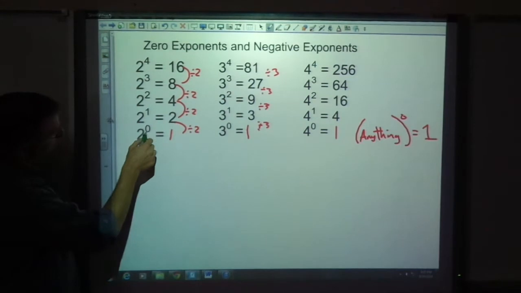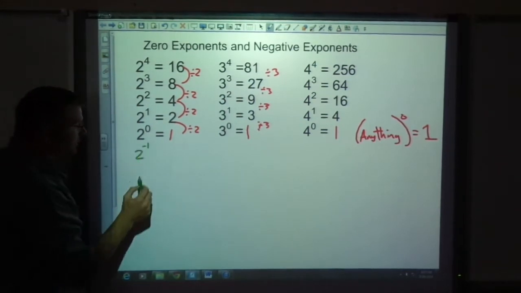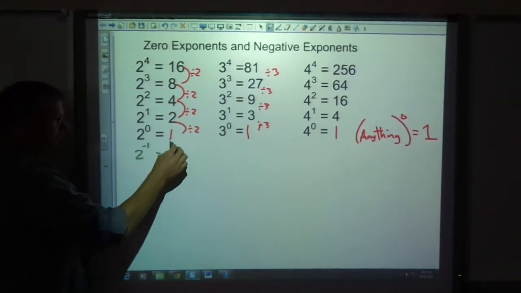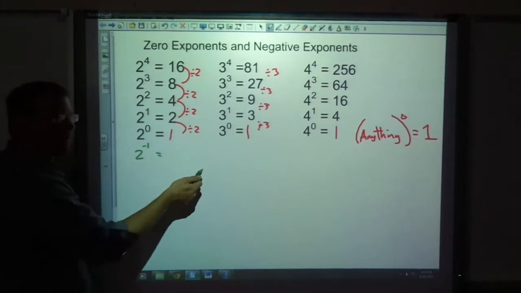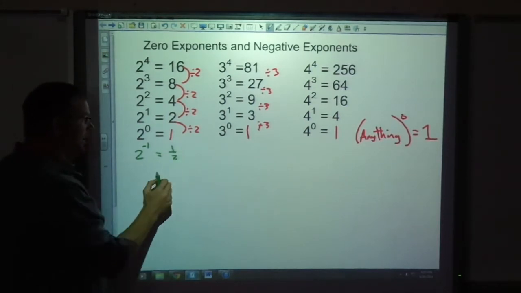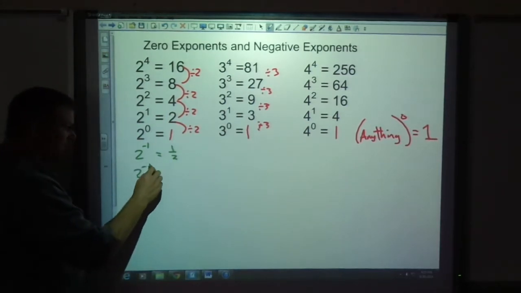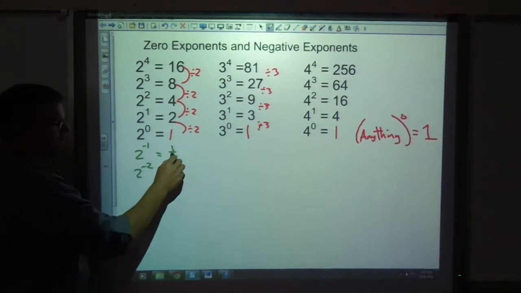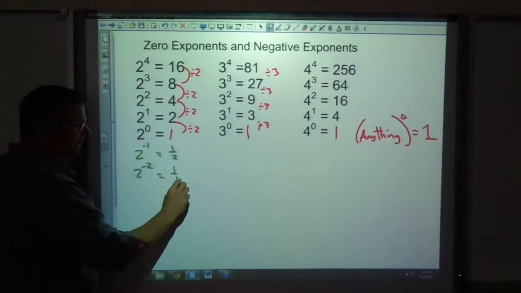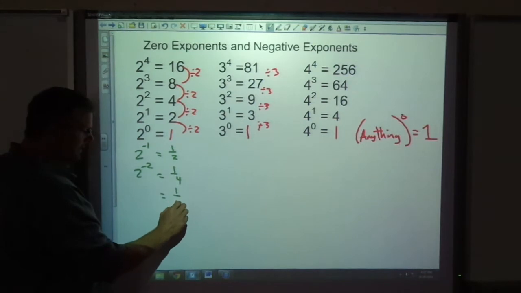3, 2, 1, 0. What about negative 1? Well, if I divide this by 2, 1 divided by 2 gives me 1/2. If I go again, another 1/2 divided by 2, I'll cut that in half. Cut that in half.